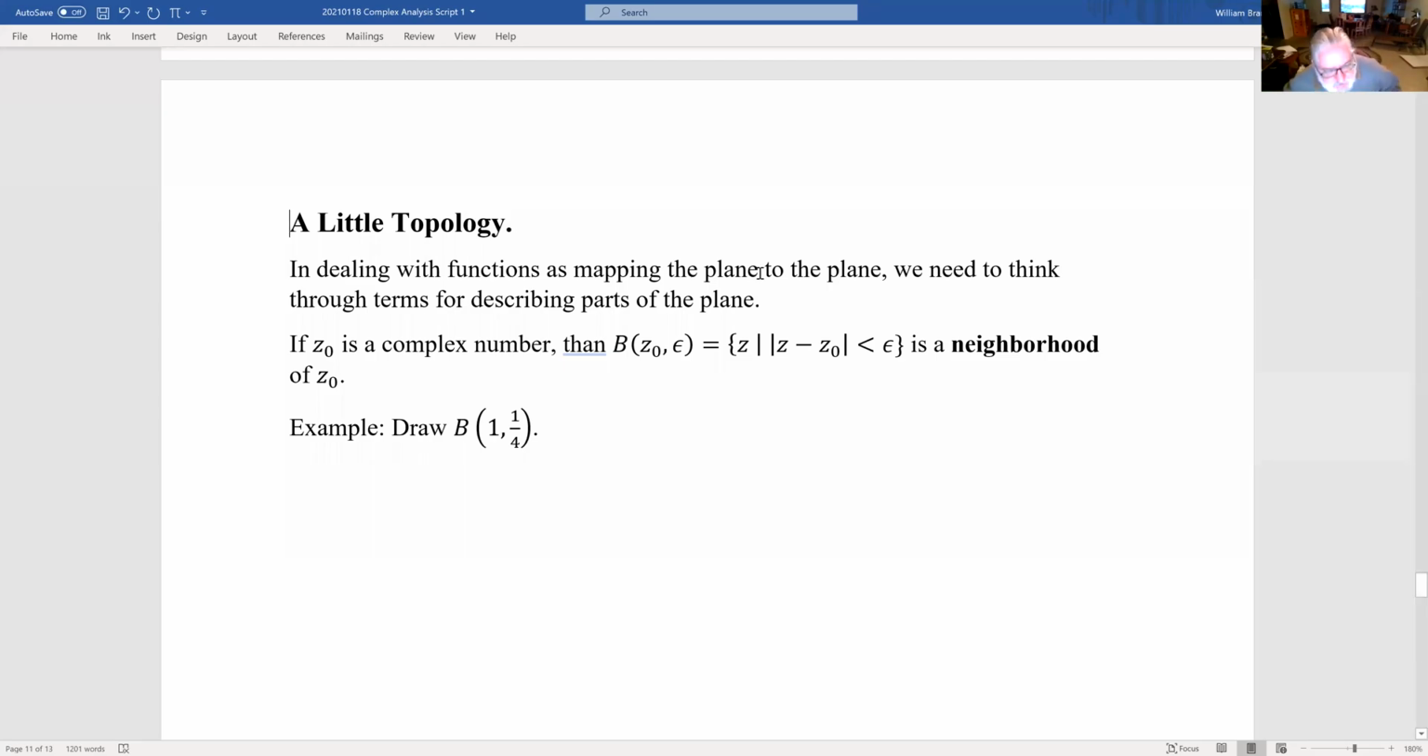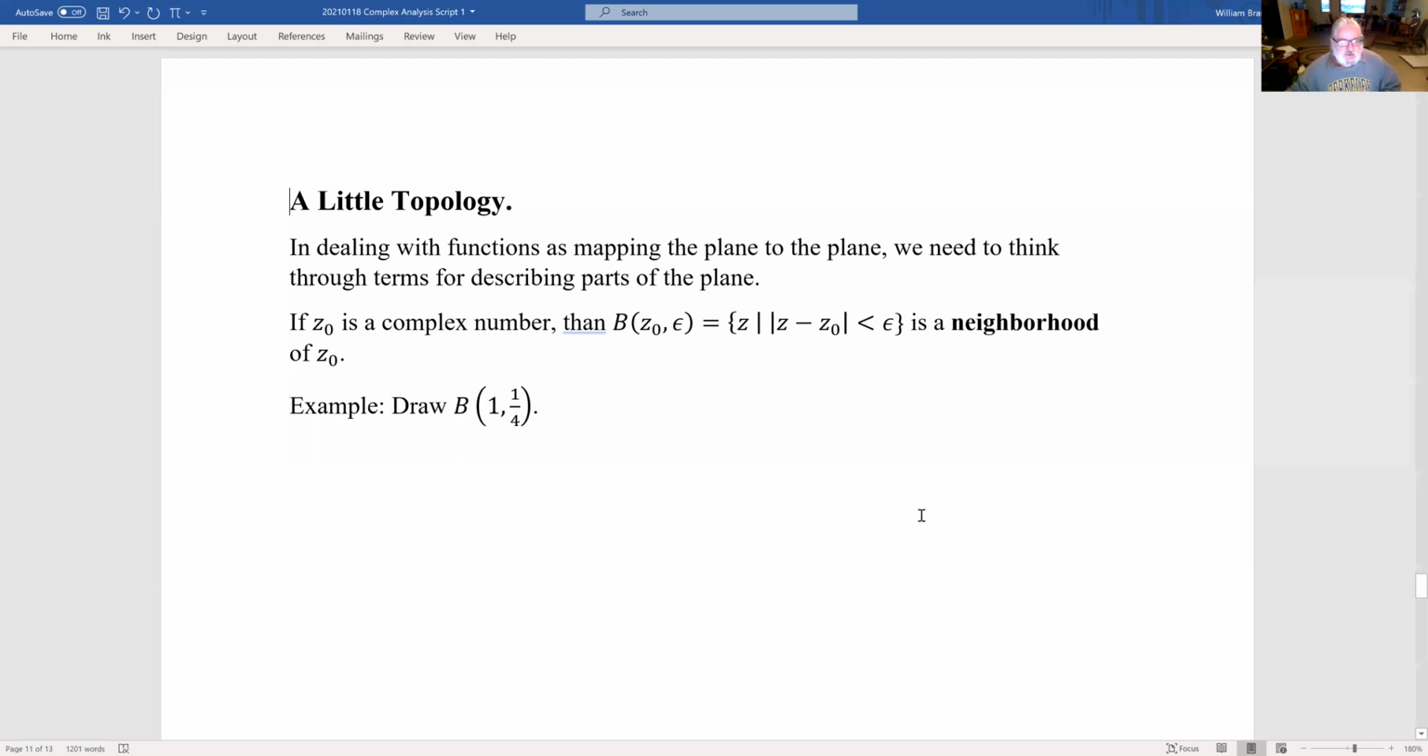Okay, and now the last bit for this week, a little topology. We need to think about describing parts of the plane because we want to think about functions as mapping, the domain is the plane, the range is the plane. Why do we want to talk about these things?